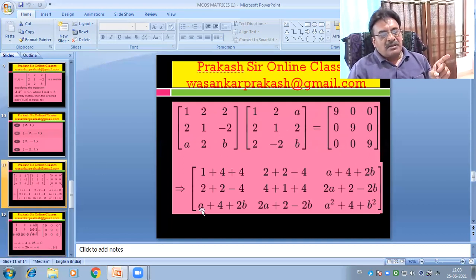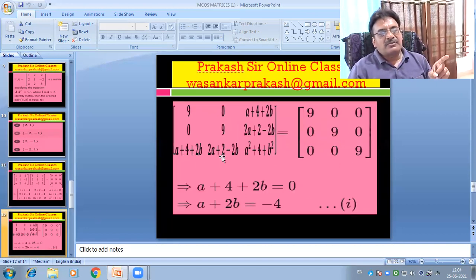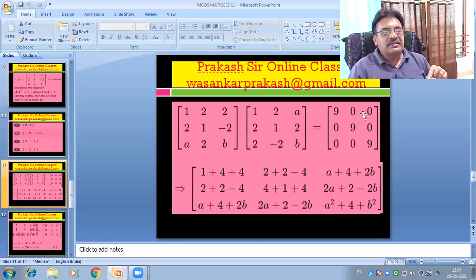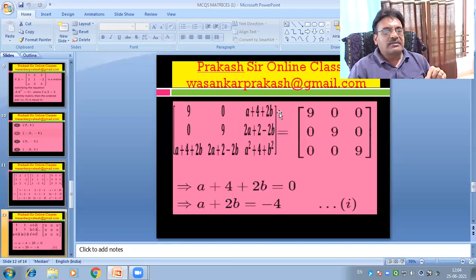Next, a plus 4 plus 2b as it is, 2a plus 2 minus 2b as it is, a square plus 4 plus b square as it is, which is equal to 9 into the identity matrix. That matrix is here: 9 0 0, 0 9 0, 0 0 9. So we write here the matrix 9 0 0, 0 9 0, 0 0 9.